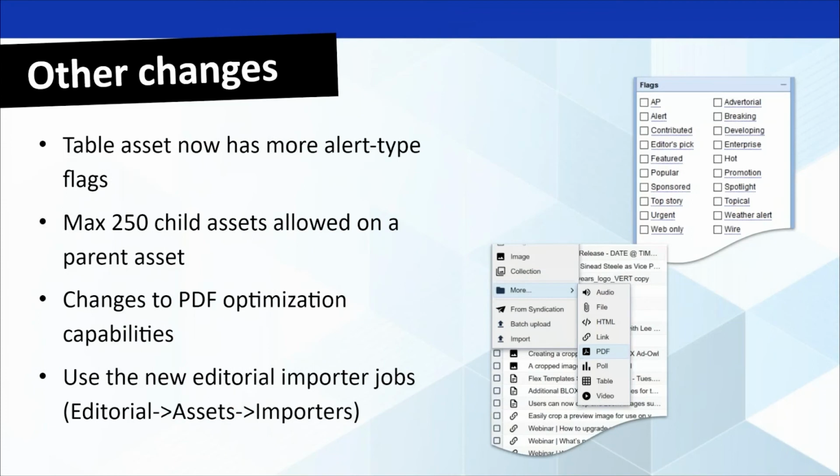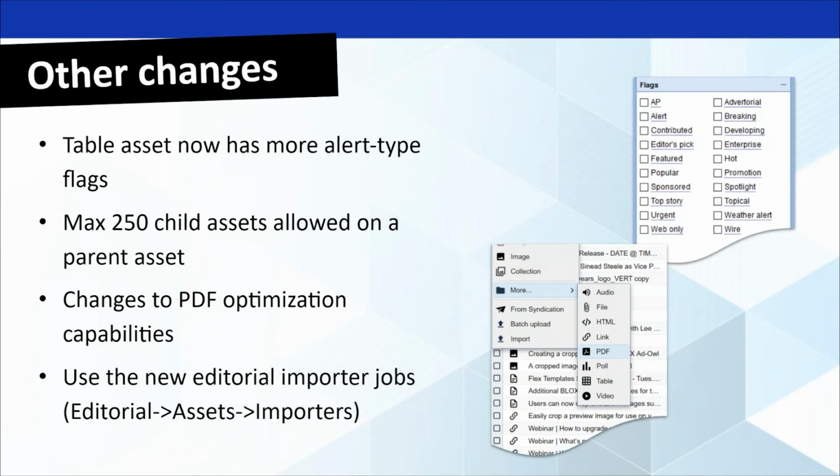So a couple other really quick things to talk about. We did add more alert type flags to the table asset. There's a couple different instances where people were using a table asset to store maybe weather data or school closings information and wanted to be able to use top story or urgent or breaking news flags on the table asset for that purpose. So we have added those to the table asset.